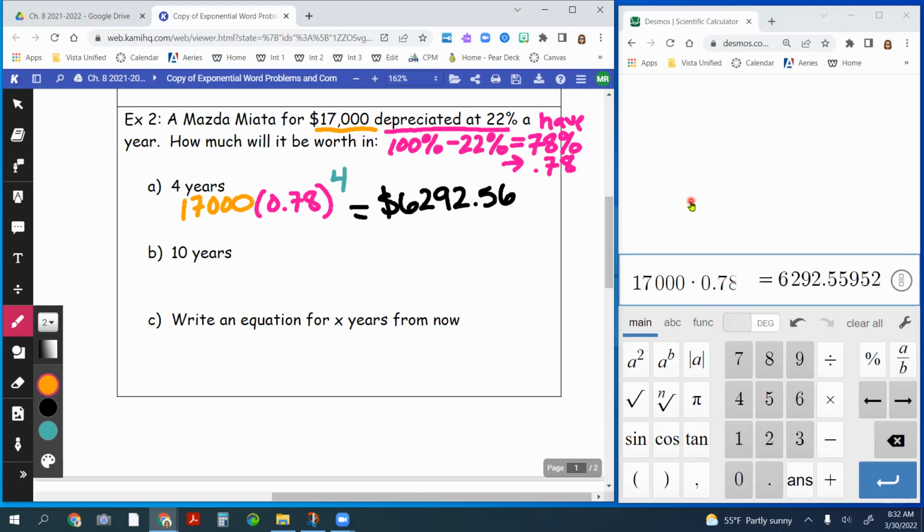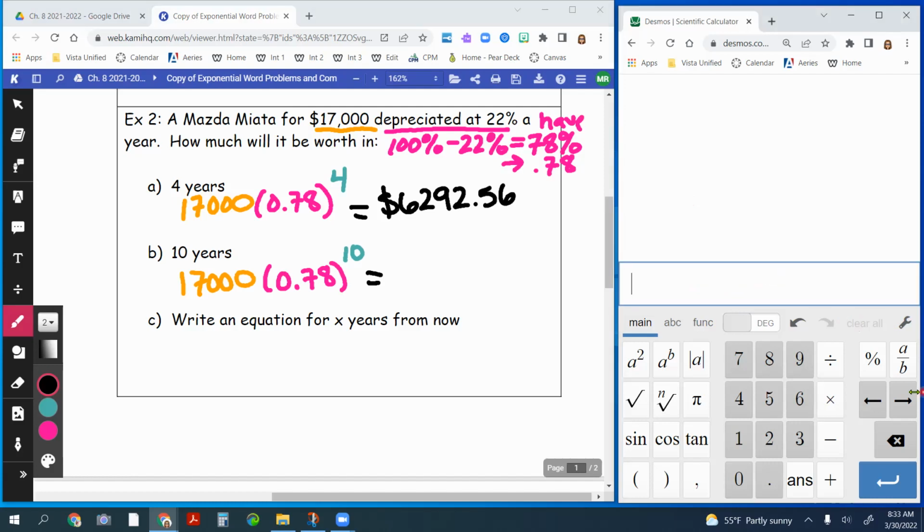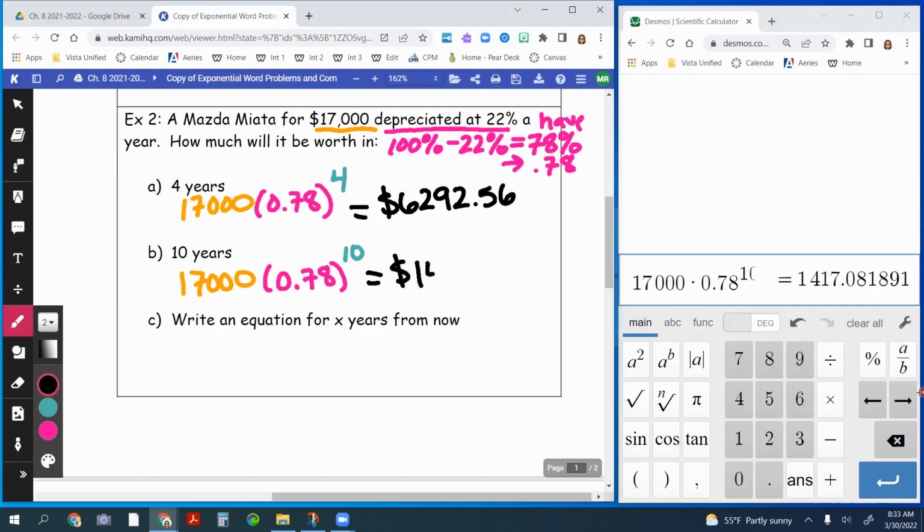On the next one, it's 10 years. So same idea, 17,000, our initial value, times our multiplier, 0.78 to the power 10. And when we put that into our calculator, 17,000 times 0.78 raised to the power 10, the car now is only worth $1,417.08.